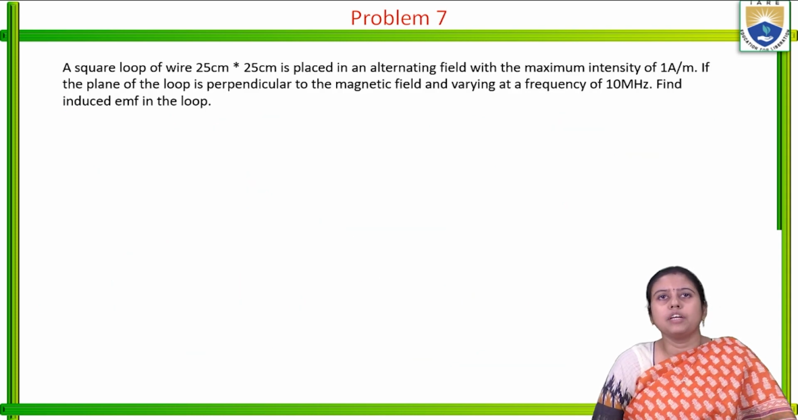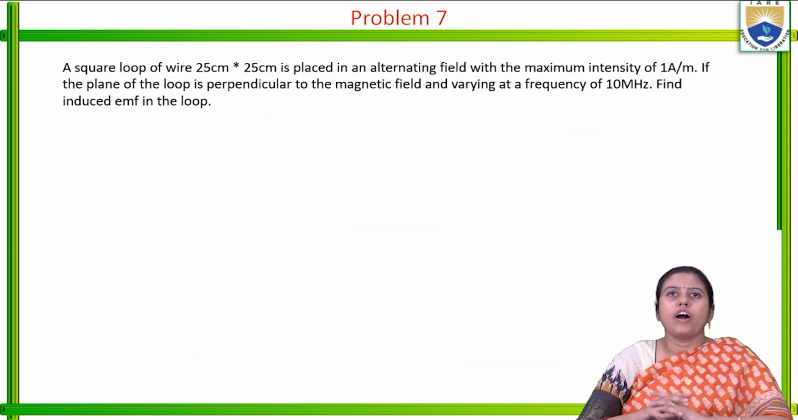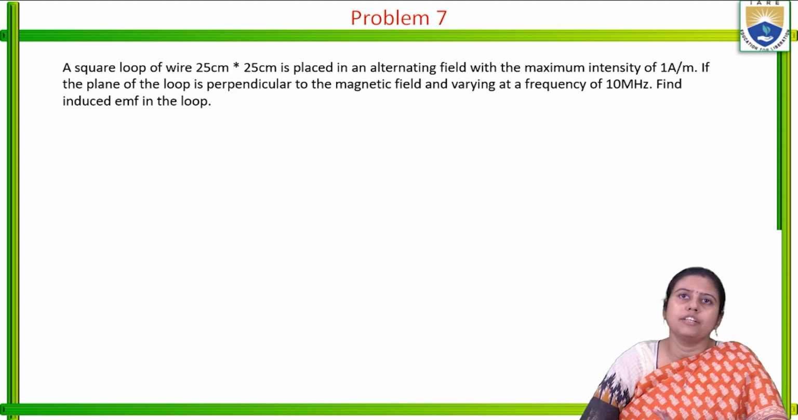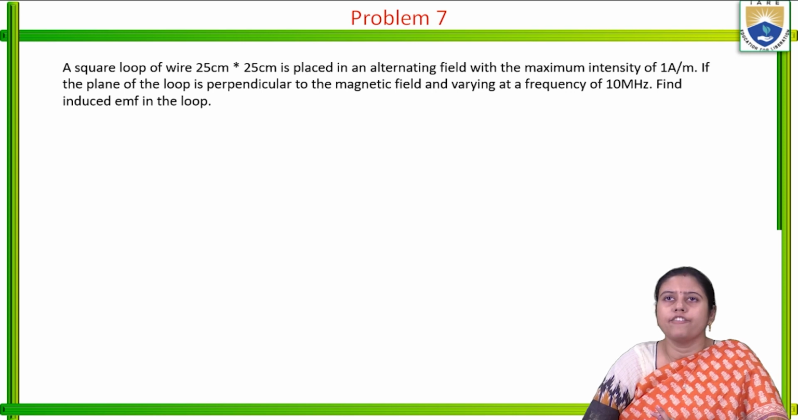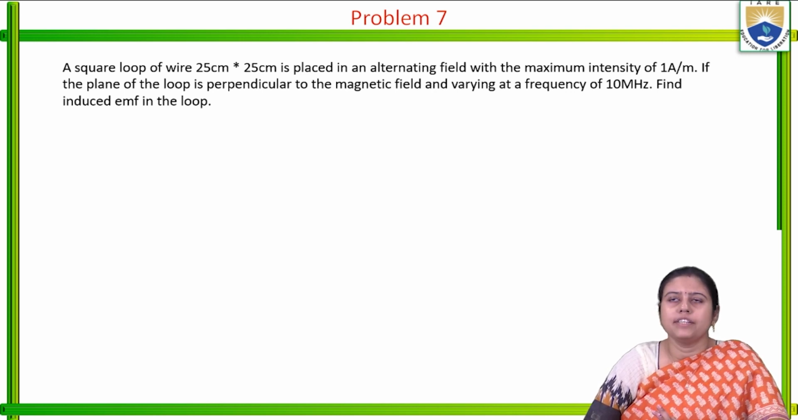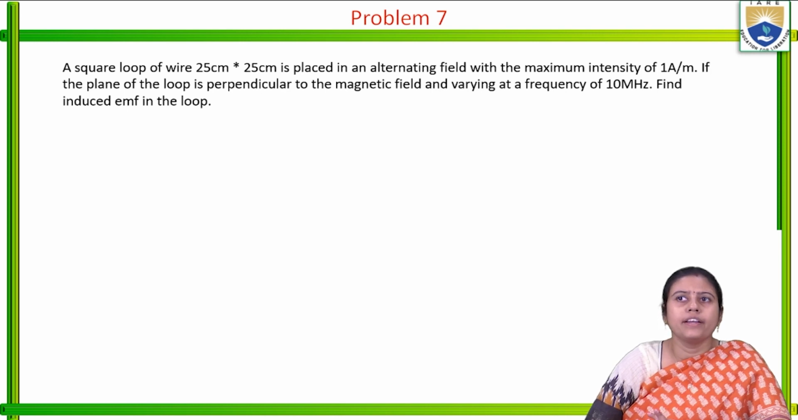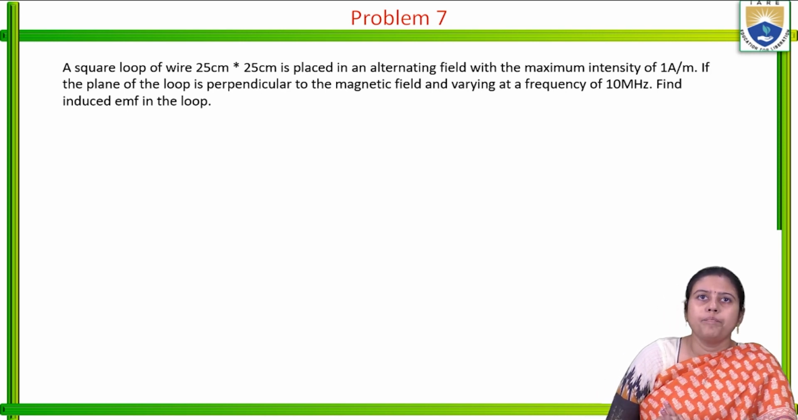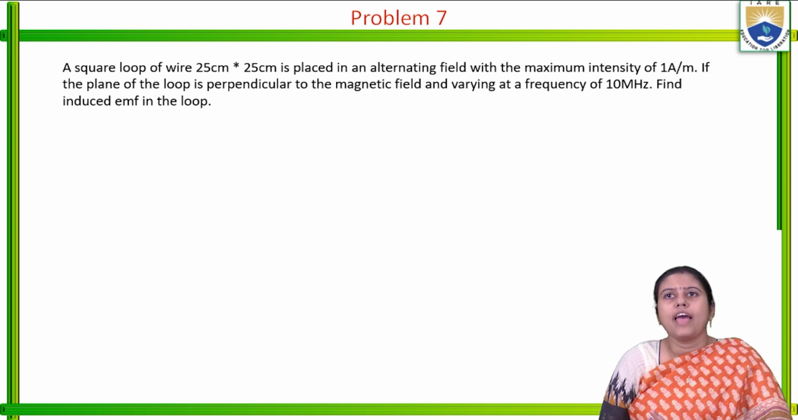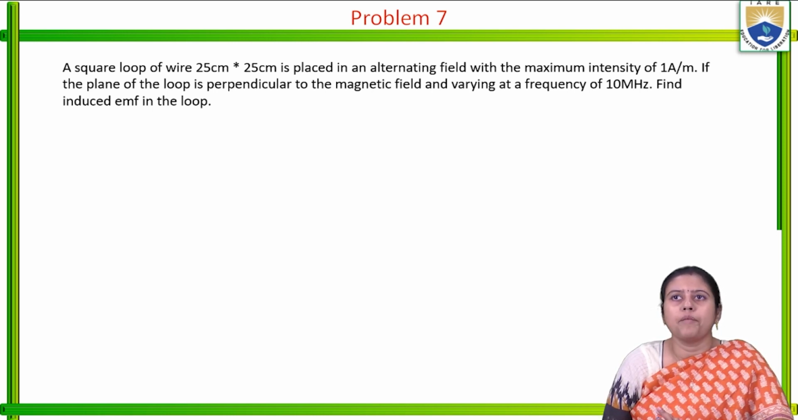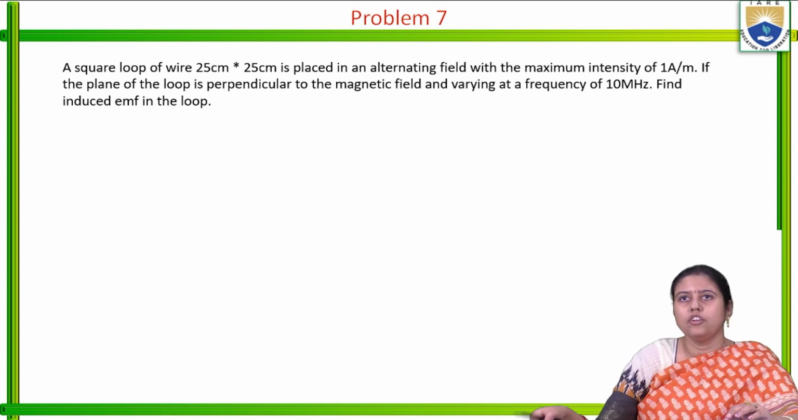Next, we will jump to problem 7. A square loop of wire 25 cm by 25 cm is placed in an alternating field with a maximum intensity of 1 ampere per meter. If the plane of the loop is perpendicular to the magnetic field and it varies at a frequency of 10 MHz, find the induced EMF in the loop.